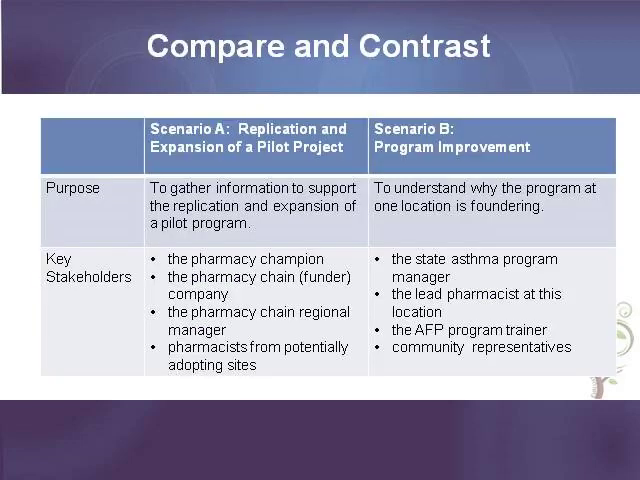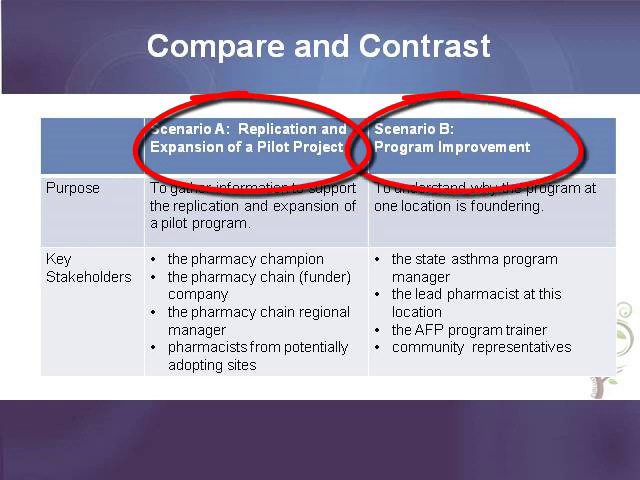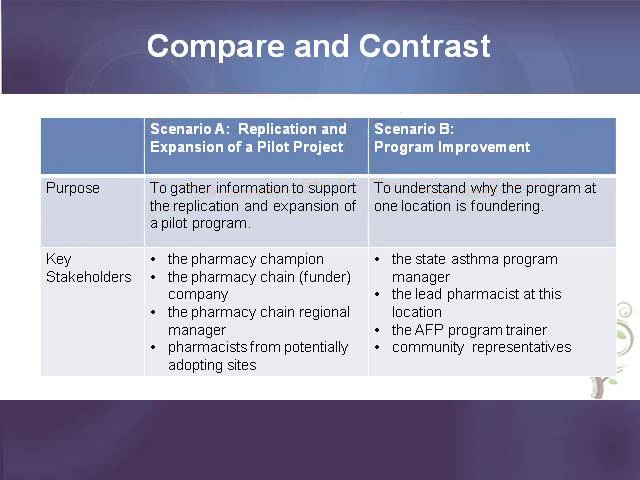So let's compare and contrast, and that should drive home the point that purpose matters. In both cases, we have the same case study, but we have two evaluation scenarios. Scenario A, replication and expansion. Scenario B, program improvement at one foundering site. The purpose, as you can see, is different in each case. Purpose in scenario A is to gather information to support replication and expansion. The purpose in scenario B is replication and expansion have already occurred, but one location is not working. We need to figure out why.